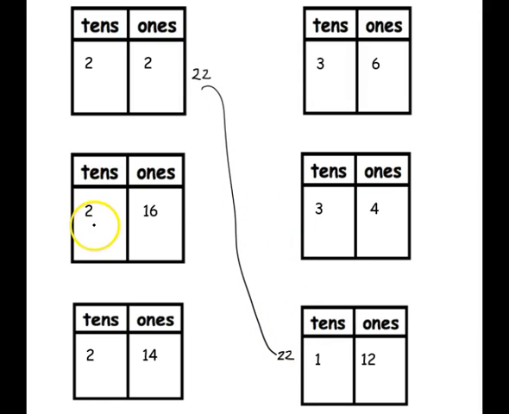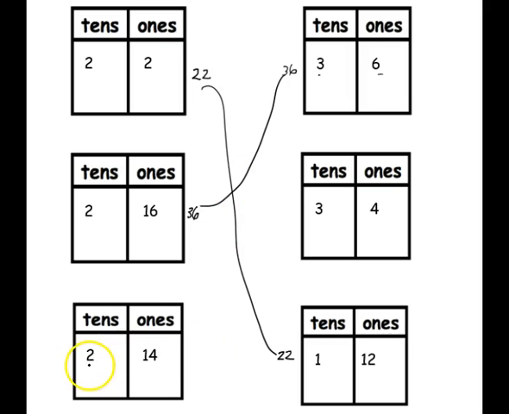Going down, the next place value box has 2 tens and 16 ones. Well, 16 ones has another group of 10 in it. That tells me that I have 36 altogether. So let's find 36 on the other side. My top box has 3 tens and 6 ones, which is also 36. So we'll match those 2 boxes.